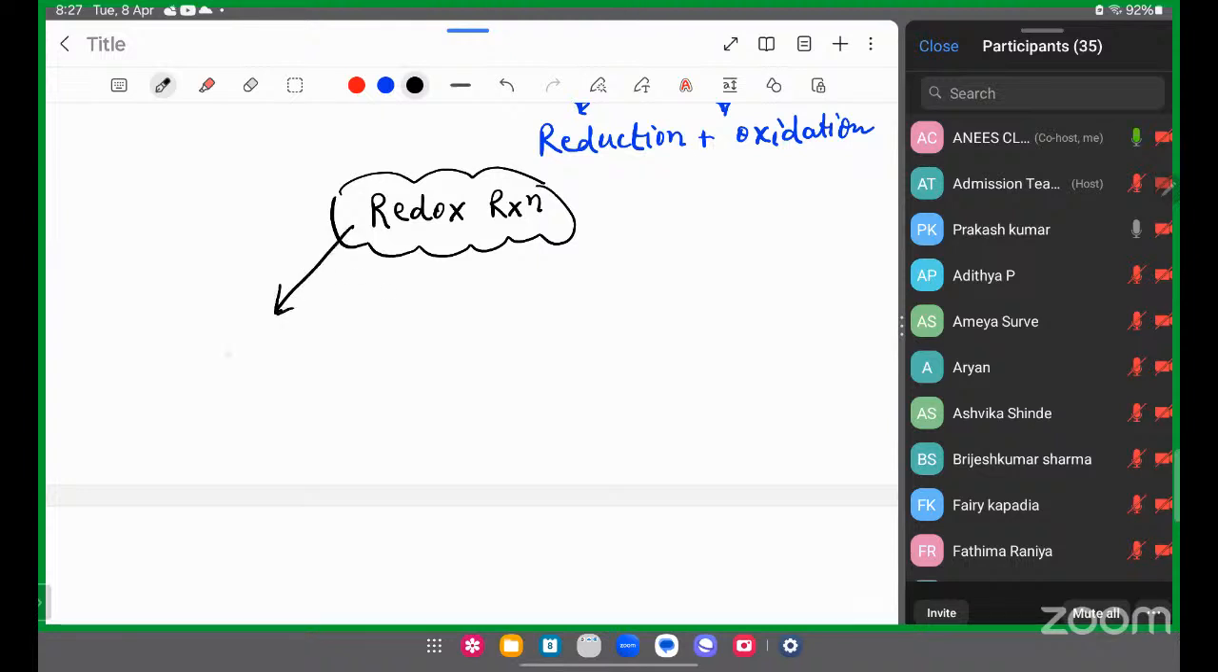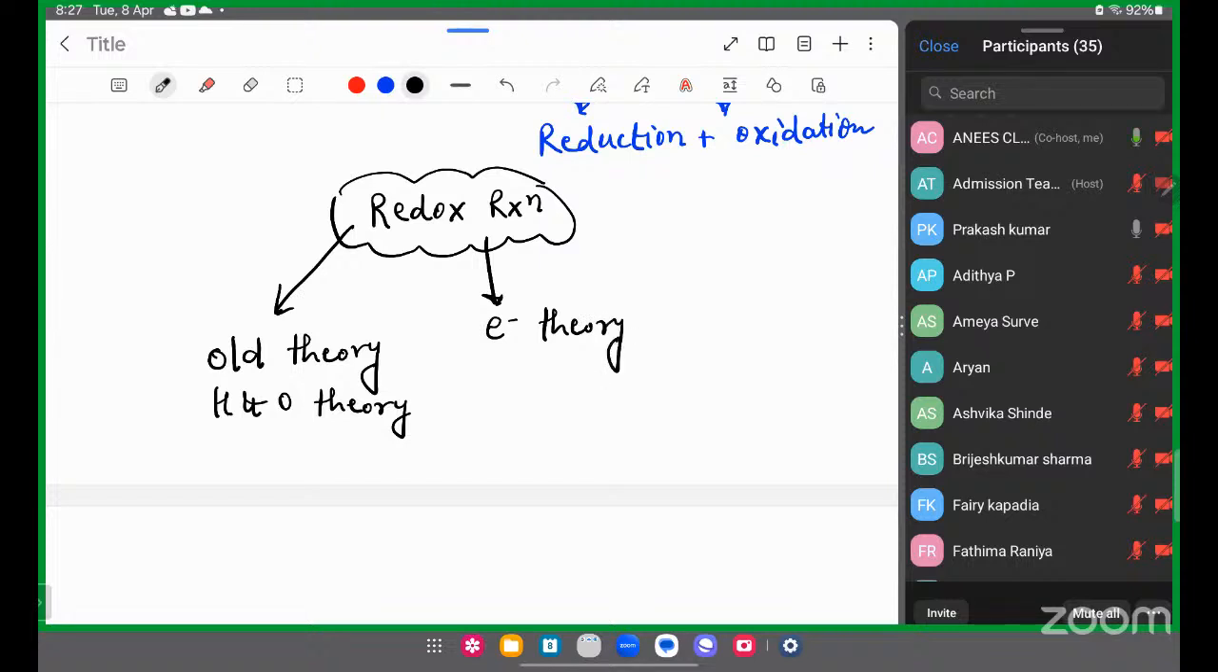First one is the old theory, which is H and O theory. In this, we will look at reduction and oxidation in terms of hydrogen and oxygen. Second theory is electronic theory. In this theory, we will look at reduction and oxidation in terms of electron transfer. And third theory, which is more precise, is oxidation number theory.